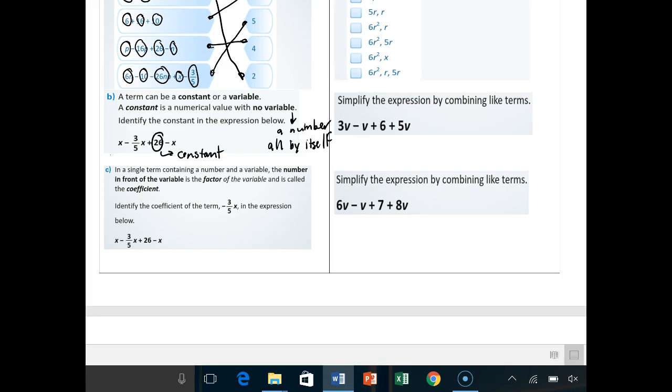And lastly, a coefficient is in a single term containing a number and a variable. The number in front of the variable is the factor of the variable, and it's called the coefficient. Basically, all you got to know is a coefficient is a number in front of a variable, or you could also say a number attached to a variable by multiplication, right? So for instance, identify the coefficient in the term -3/5 x. So it doesn't have to be a whole number. It can be a fraction.